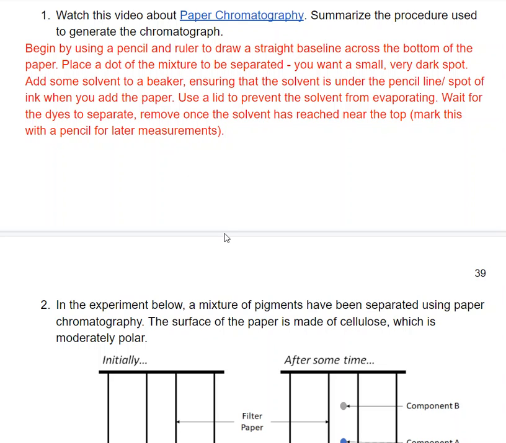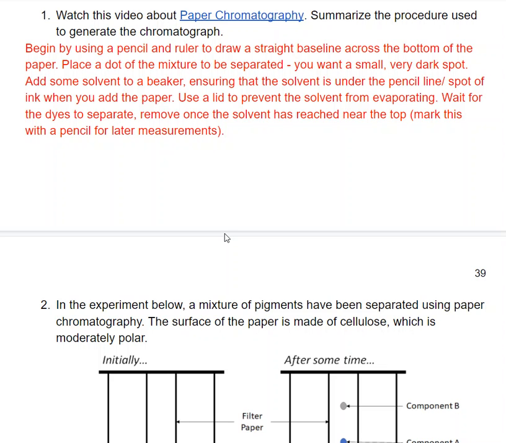So to prepare a chromatograph with paper chromatography, we're going to draw a straight baseline across the bottom of our filter paper or our chromatography paper. We're going to do that with pencil. And that's because pencil is not going to interact very strongly with your solvent, and it will stay in place. Then we want to place a dot of our mixture. So in the example, it was ink, but you're going to want a very small, very dark, concentrated spot.